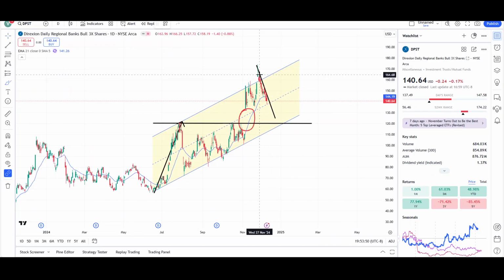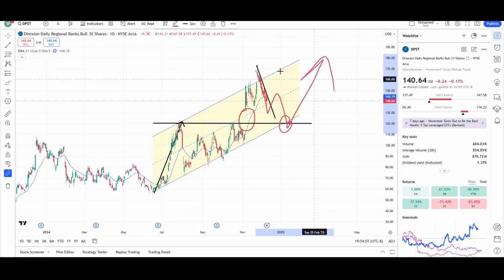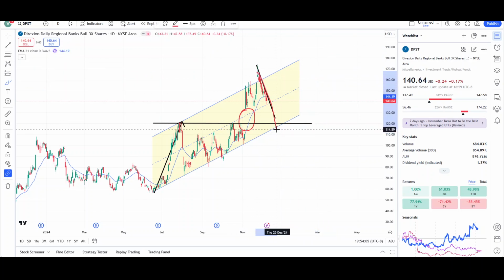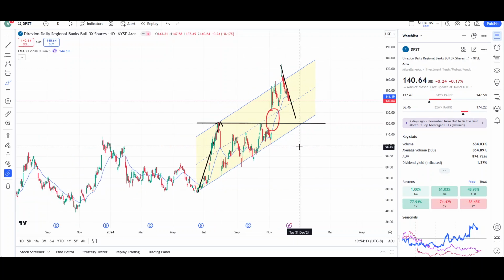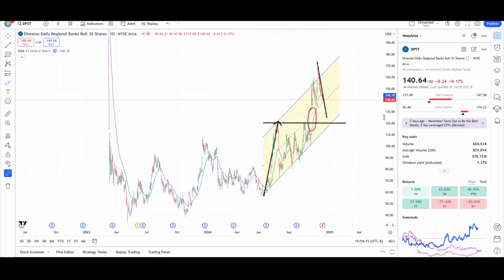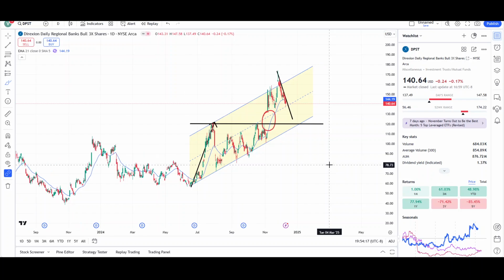We can see the correction in the form of a simple pullback, meaning just one leg down, similar to a couple times over here, or you can see a complex pullback in the form of two small legs. So we can see one leg down, pull back, second leg down, find support, and then reverse higher, or we can see one leg down and then reverse higher. This is just a simplified version of the pullbacks. So that's the short-term prediction. Long-term is hard to say, but the expectation is continued momentum to the upside.